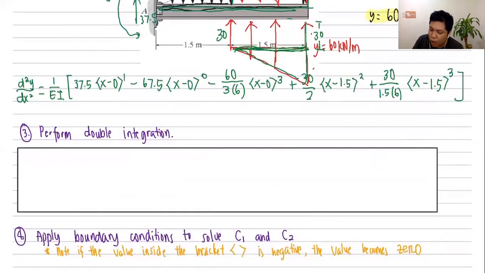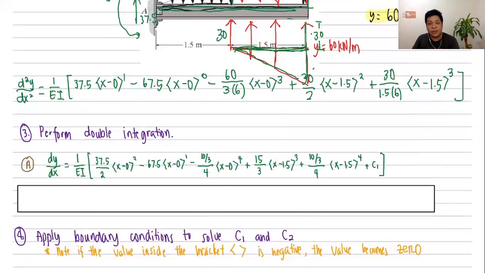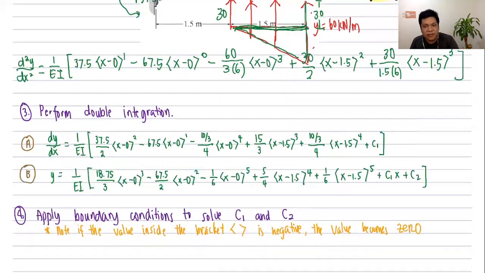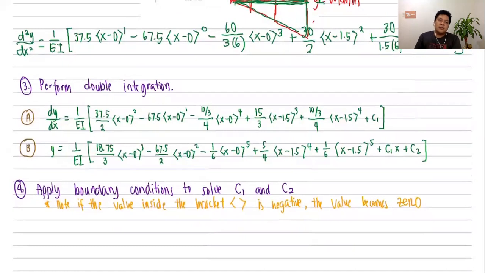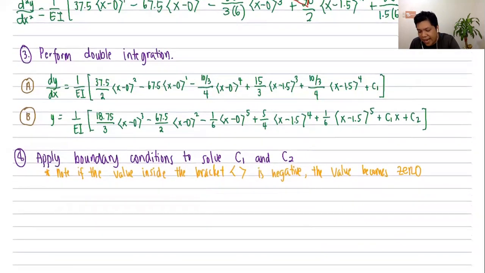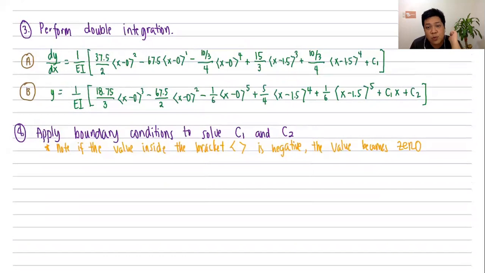Next, I now perform double integration on my moment function. I integrate twice. This is my first constant of integration. Then I integrate a second time to get the equation of my elastic curve. Lastly, I'm going to apply my boundary conditions to solve for C1 and C2. Note that again, if the value inside the bracket is negative, the value of that term becomes 0.